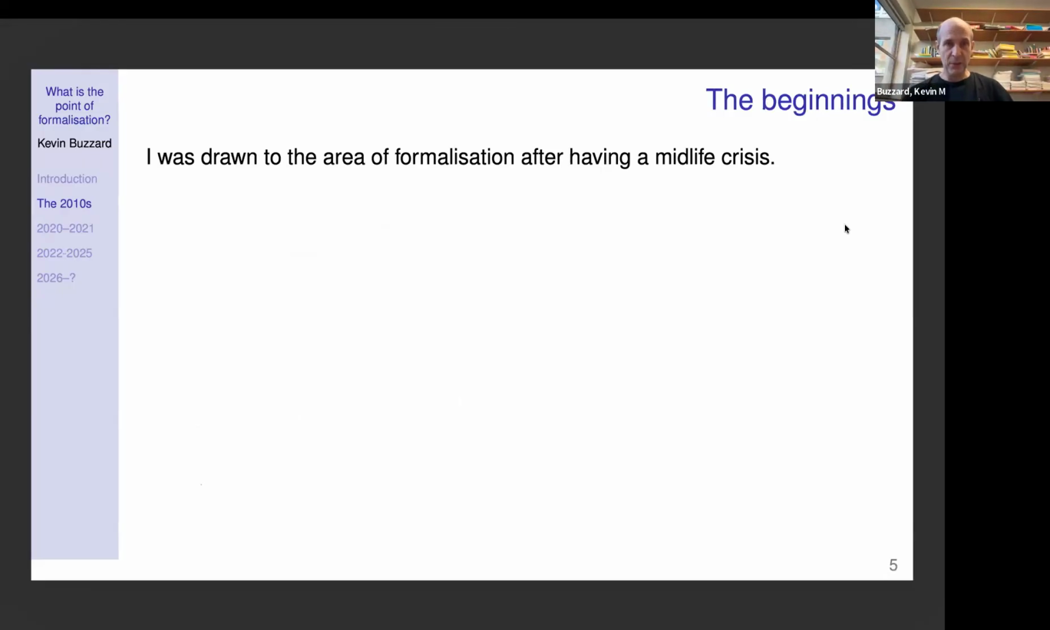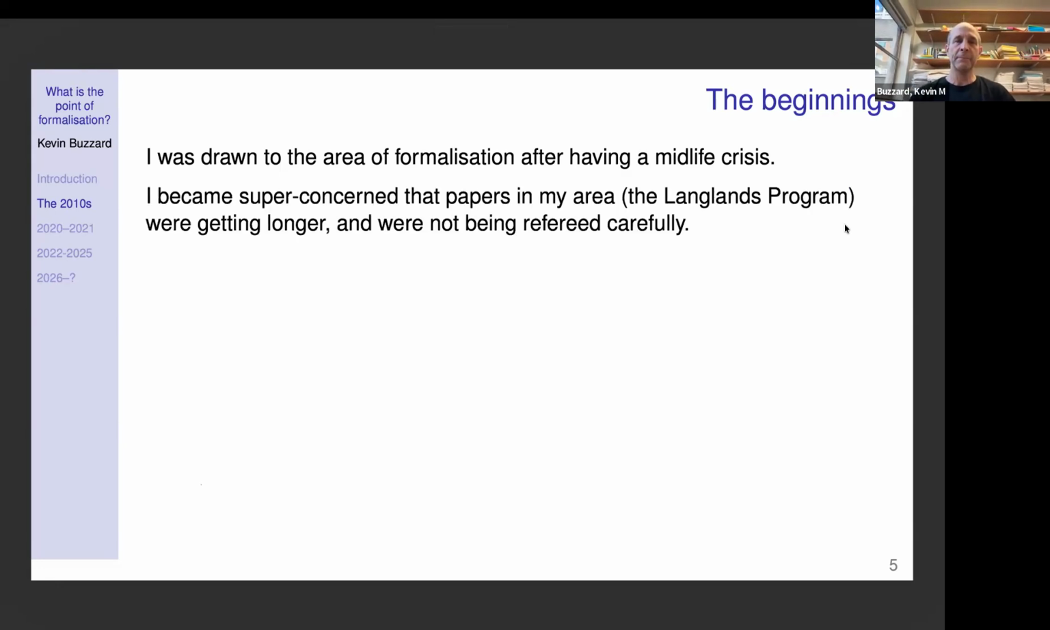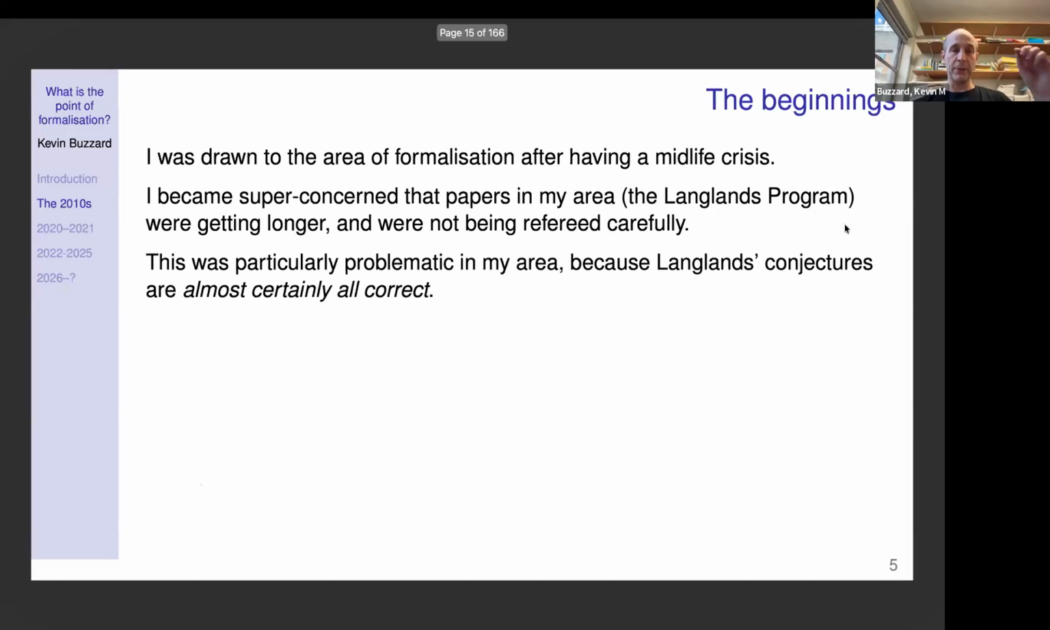Okay, so the prehistory is the 2010s, and I was drawn to the area because I had some kind of midlife crisis. I'd spent 25 years doing Langlands, the algebraic number theory side of the Langlands philosophy, the mathematics of Fermat's last theorem and the stuff that came after that. But in my mid 40s, I had this major concern. The papers were getting longer and longer, and they weren't being refereed carefully, and they weren't perhaps giving complete proofs of the things they were claiming to prove.